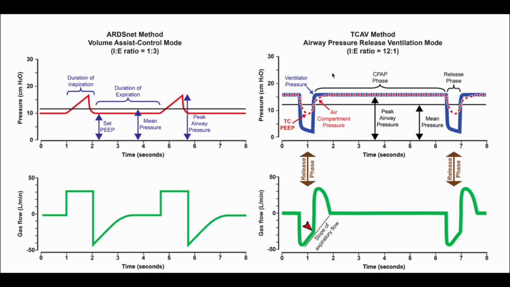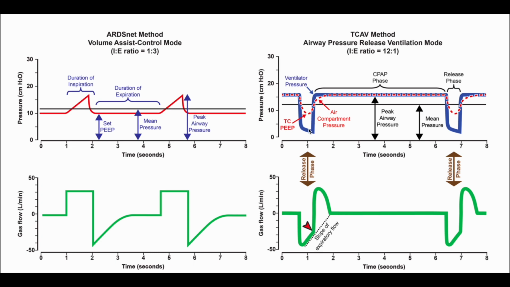What happens with APRV is that we are using a time-controlled method. Here you have a very small expiration. There is a continuous inspiratory phase where you have a CPAP, and you have a very small expiratory phase. The expiratory phase over here is quite long, which has been dramatically decreased over here. So, as you can see in the flow curve, you will find what is called the slope of the expiratory flow. This is going to help us in later interpretations.